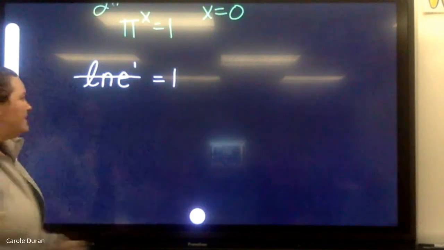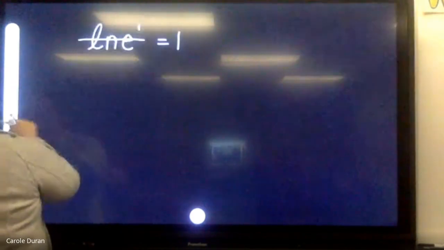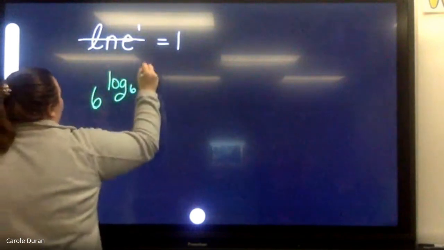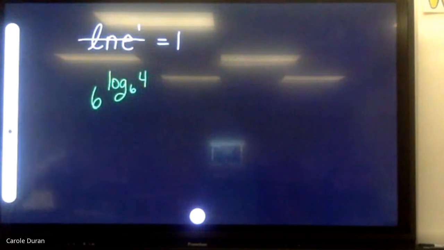Okay, so D is also somewhat similar to that. It is 6 to the log base 6 of 4.